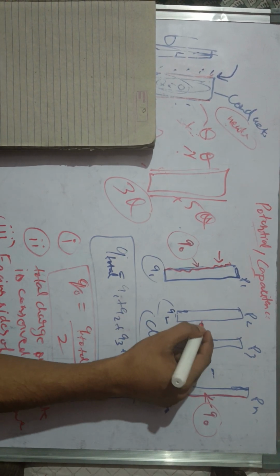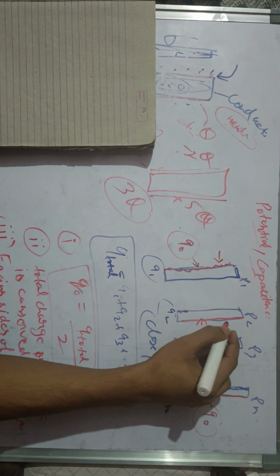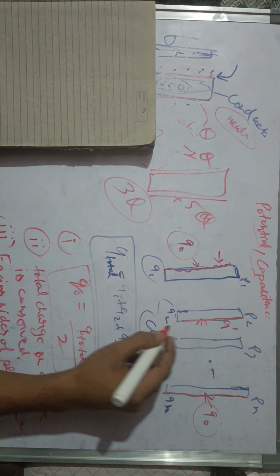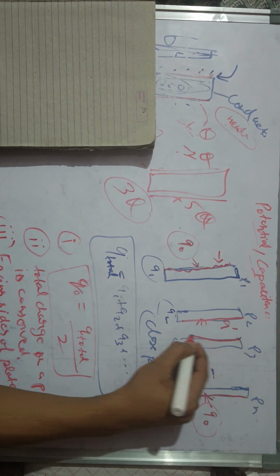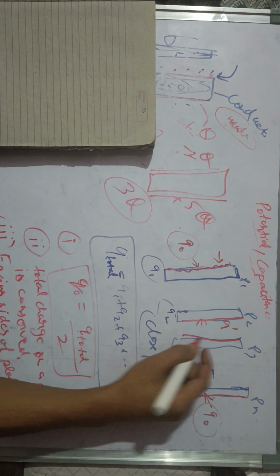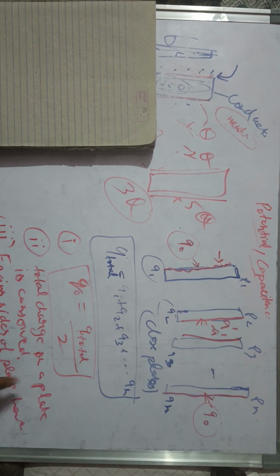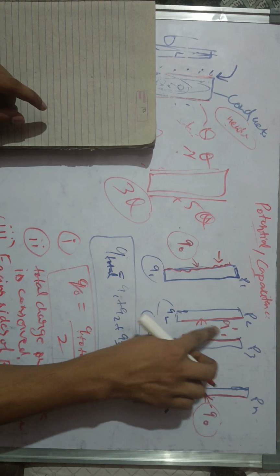Means if this side has, let's say, q dash charge, then this side will have equal and opposite charge, minus q dash charge. Facing sides of plates have opposite and equal charge. Equal and opposite charge.